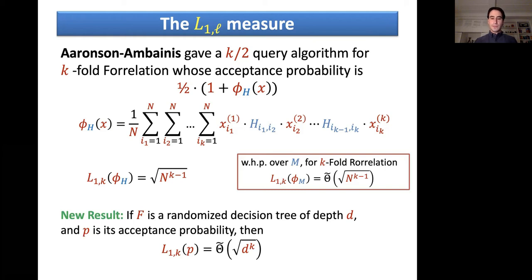So you can see that if we are making constant many queries, this behaves like some constant to the k, whereas in the case of the quantum algorithm, it behaves like square root n to the k minus 1, something that depends on n rather than something constant. Unfortunately, this is not enough to deduce the result.